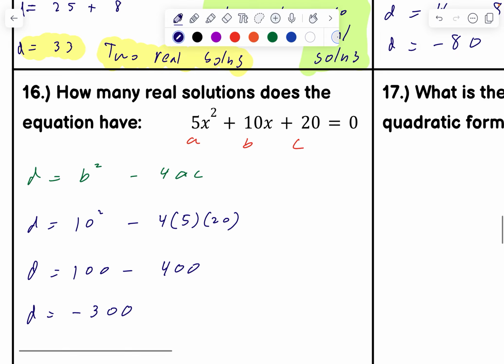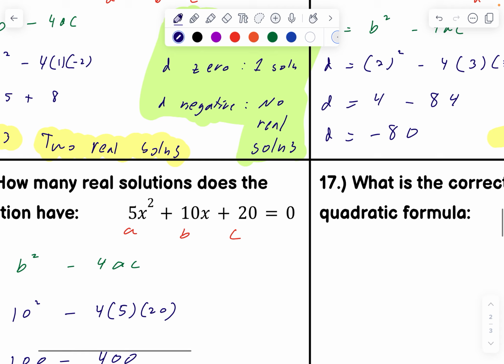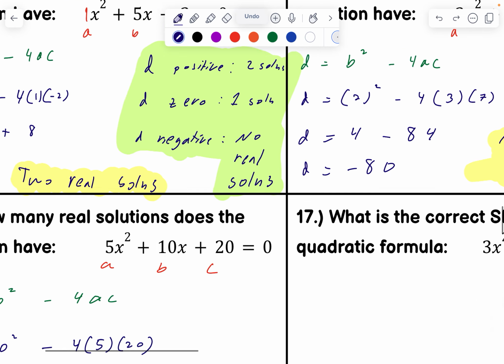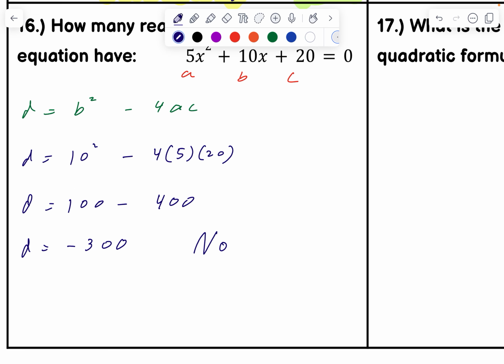And it looks like we have another negative discriminant. With another negative discriminant, negative means no real solution. So we're going to have that right here. No real solutions. And we'll drop that off there and head over to the next problem.